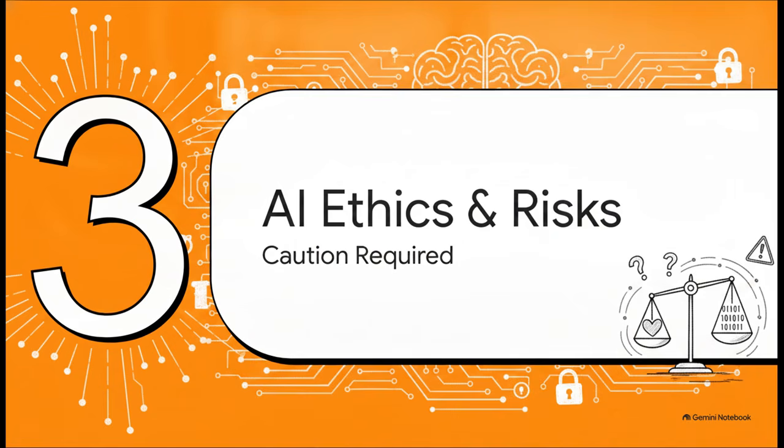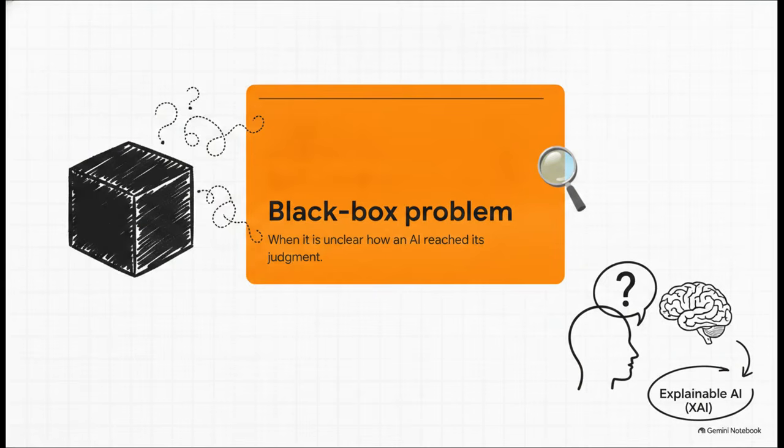As we can clearly see, AI is incredibly powerful at finding patterns in data, but we have to exercise extreme caution when human privacy and final, real-world decisions are involved. Let's look at those risks. The most famous risk is called the black box problem. This happens when an AI gives you an answer, but it's entirely unclear how it reached that judgment.